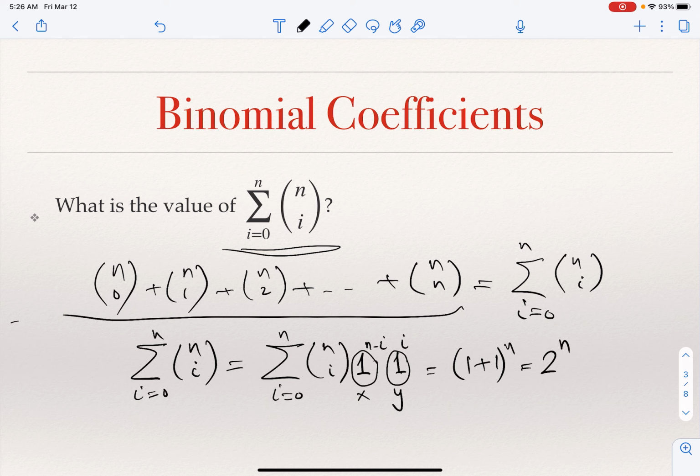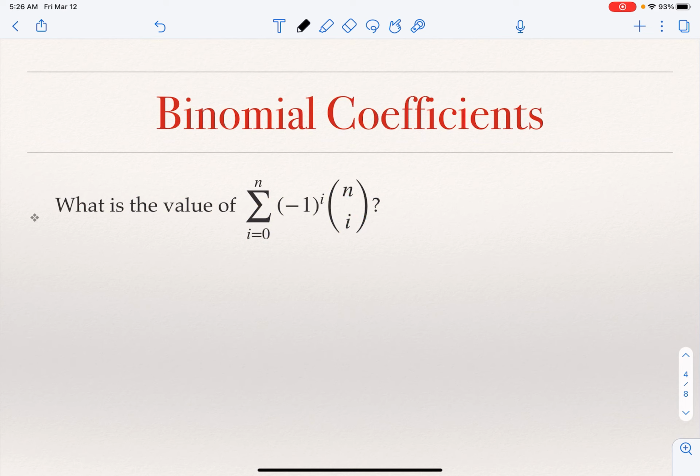Indeed, if I ask you what's the number of subsets of a set of size n, it's 2 to the n. One way to approach it is to say it's 2 to the n. Another way is to say it's the number of subsets of size 0 plus the number of subsets of size 1 and so on. Both are the same.